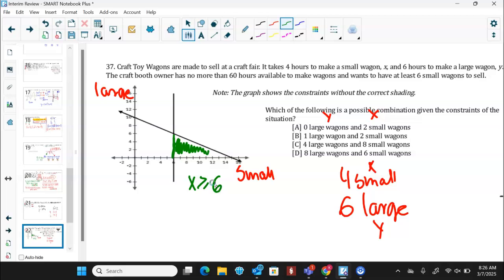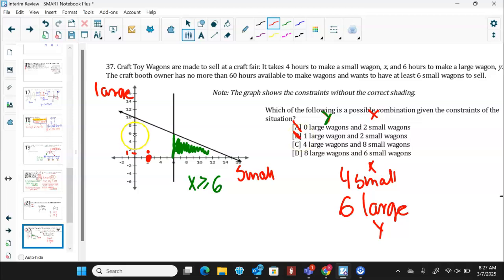So 0 large wagons and 2 small wagons. Again, remember, this is your Y and this is your X. So 0 for Y and 2 for X. Right here, let me make it red. So that's a no. Then the next one is 1 large wagon. So 1 for Y and 2 for small. Also no, not in a shaded area.